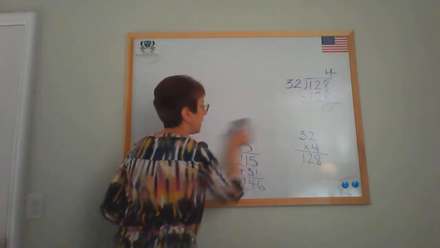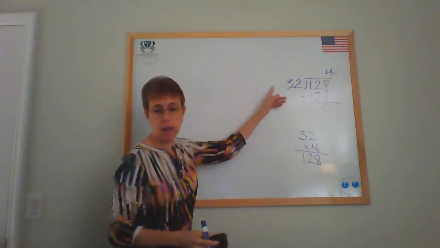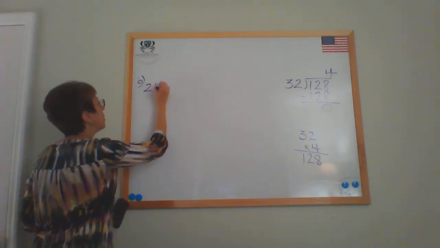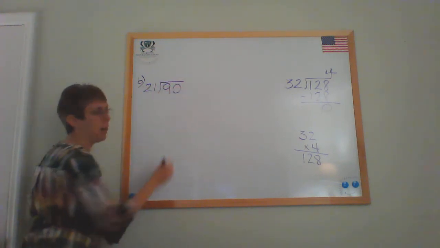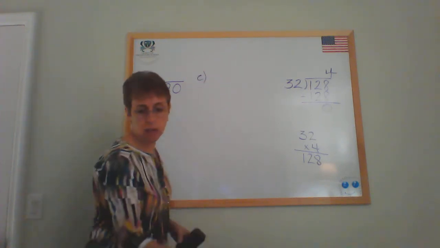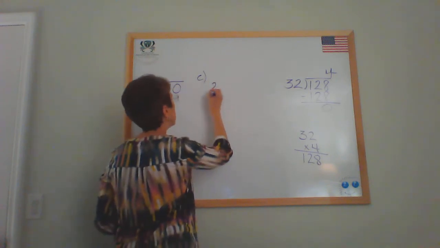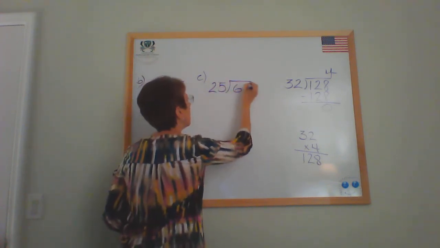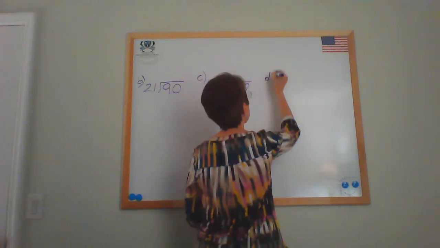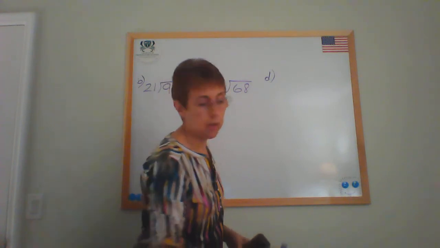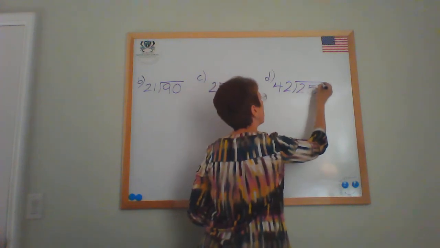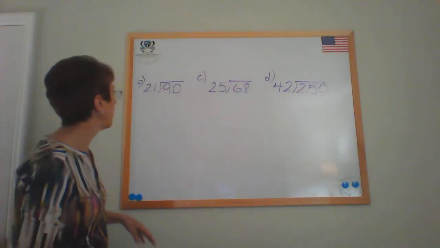Going through the practice. Okay, this is A in the practice. Okay, let's move on to B in the practice. 90 divided by 21. And then let me write down C here is 68 divided by 25. Okay. And D is 250 divided by 42. Okay, so let's work this out.